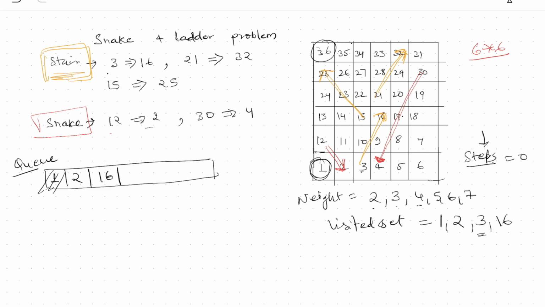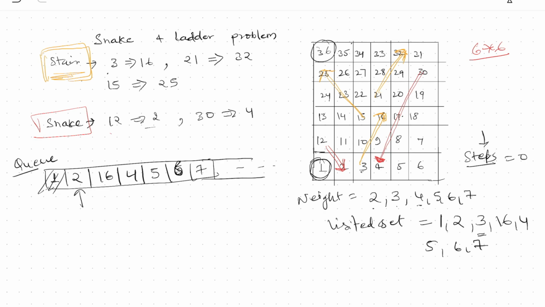Now the next neighbor is 4 for the 1. Then I will check there is no mapping. I will put the 4 here. I'll put it into the visited. Likewise 5, and 6 and 7 are visited here and into the queue also. This is like that.